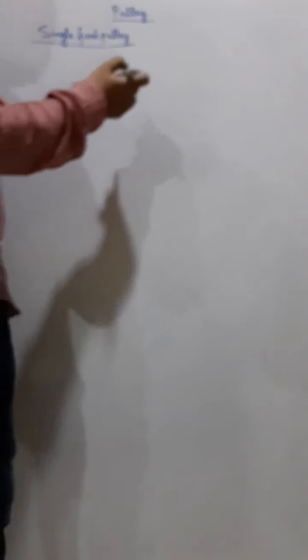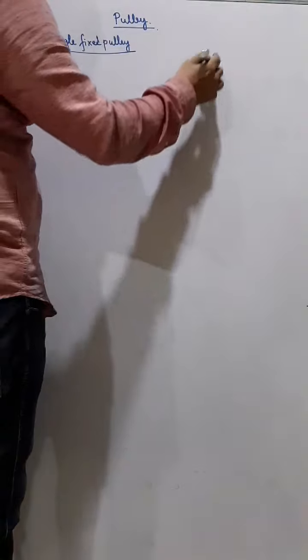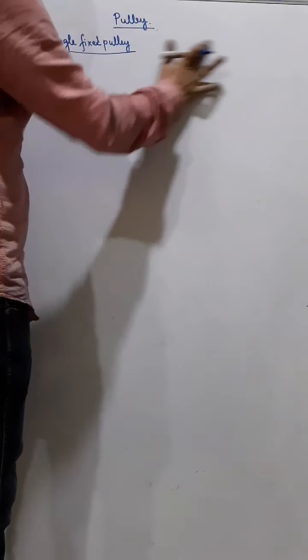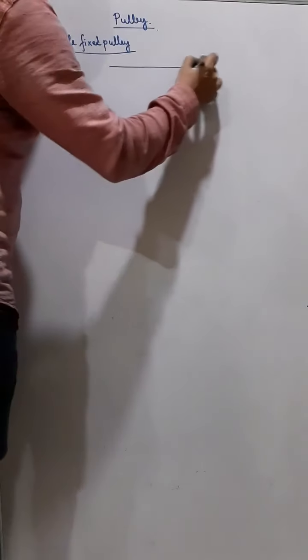Okay, now we'll do pulley. Now pulley is a metallic or a wooden disc, you can say, with grooves, and along those grooves the ropes are fitted. Okay, so that is a pulley. Now there are types of pulley: a single fixed pulley or a single movable pulley. So first we'll see about single fixed pulley.